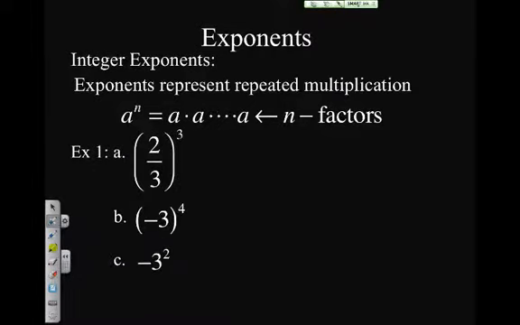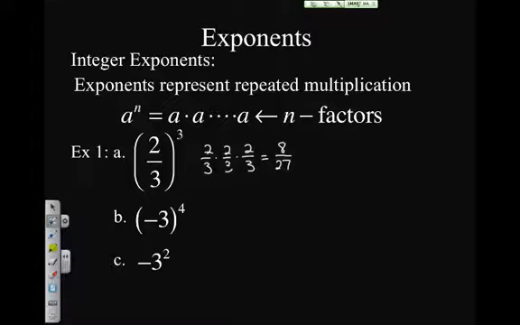So for example, now we have 2/3 to the third power. By definition, what that means is 2/3 times 2/3 times 2/3. And remember from the last lesson, when we multiply fractions, we simply multiply straight across on the top and straight across on the bottom. So 2 times 2 times 2 is 8. Then on the bottom, 3 times 3 times 3 is 27. So we find out that 2/3 cubed is 8 over 27.